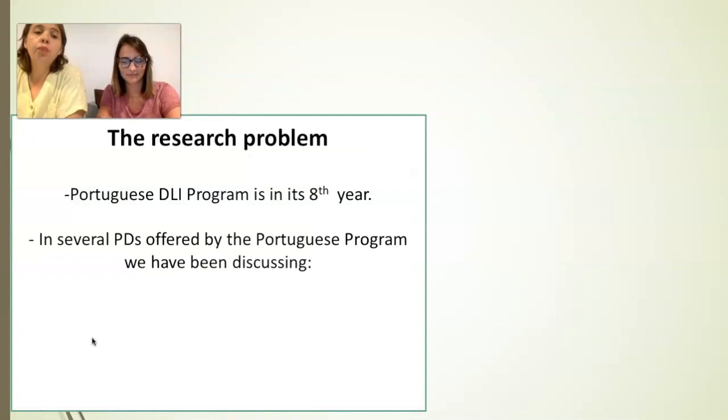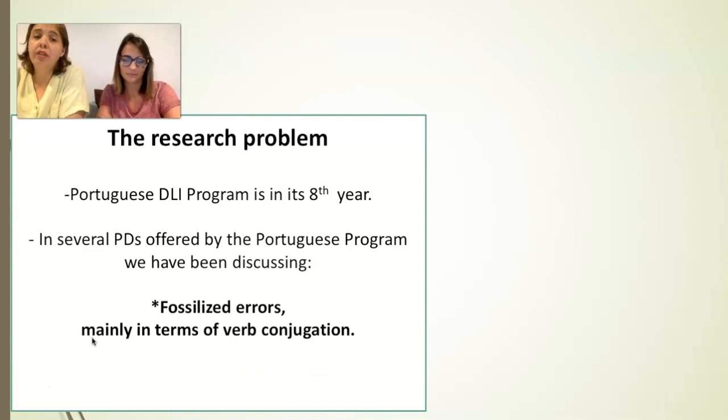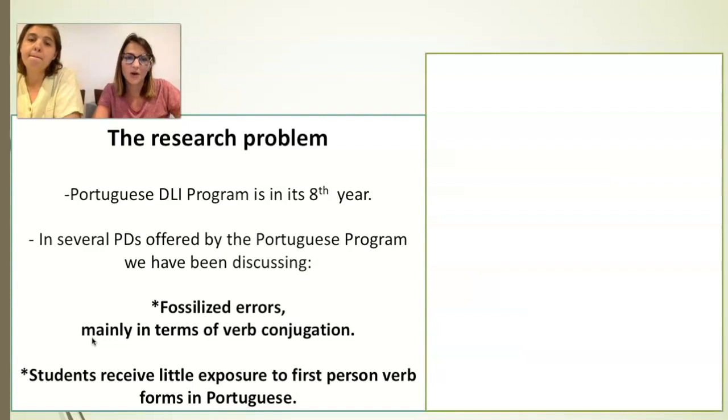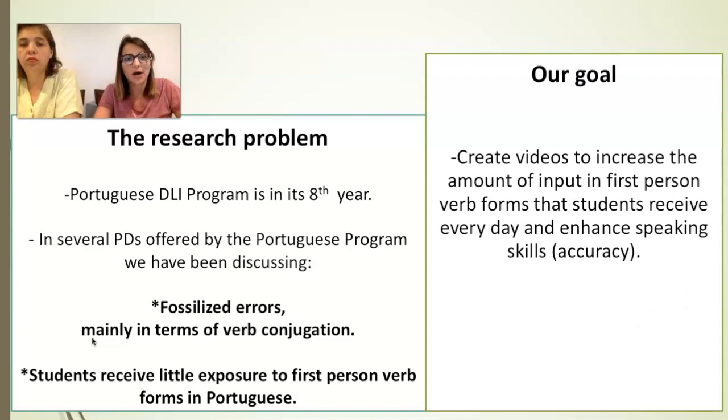So we have a research problem here. Portuguese DLI, dual language immersion, is in its 8th year in Utah, the Portuguese program. We have other languages, but for Portuguese, in several PDs offered by the Portuguese program, we have been discussing some fossilized errors, mainly in terms of verb conjugation, that our students are coming to 8th grade still with. And also, students receive little exposure to the first person verb forms in Portuguese, because usually students will listen to the teacher asking questions, asking questions, asking questions, but not much answering the questions, and then this verb conjugation problem happens.